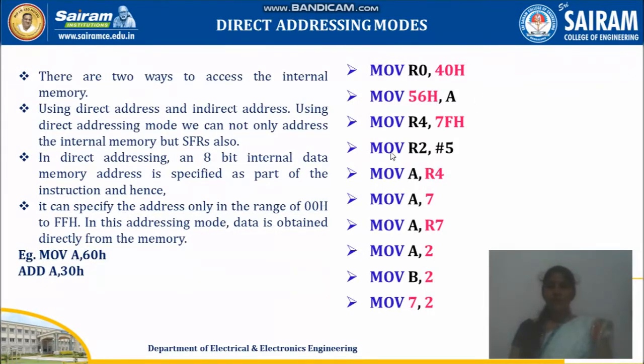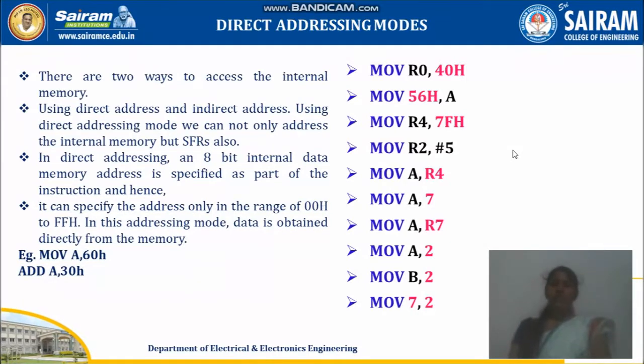One is your immediate addressing. So this particular instruction is your immediate addressing. This one is your direct addressing. And MOV A, R4 is your register direct addressing. So these are some of the examples of your direct addressing.